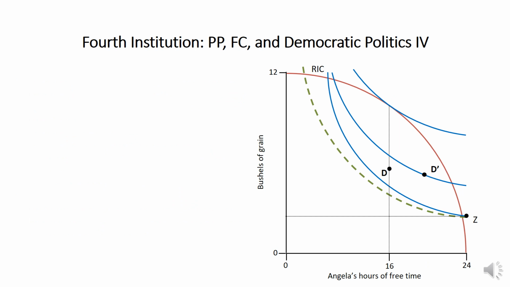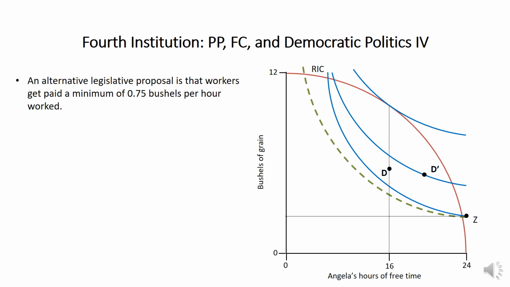An alternative legislative proposal that isn't discussed in the book, but that is very familiar to us from real life, is that workers might get a minimum wage of, say, 3/4 of a bushel of grain for every hour they worked. And we can represent that minimum wage using this dashed purple line on the diagram.